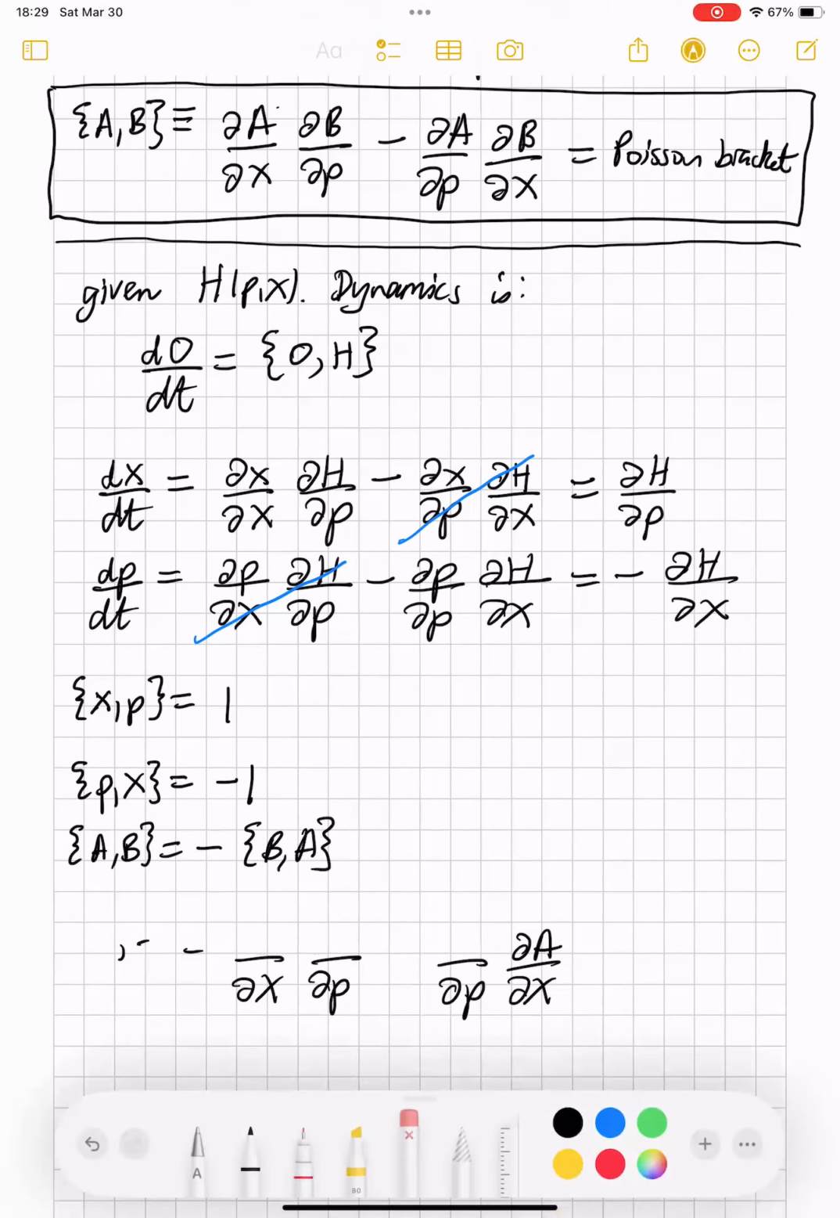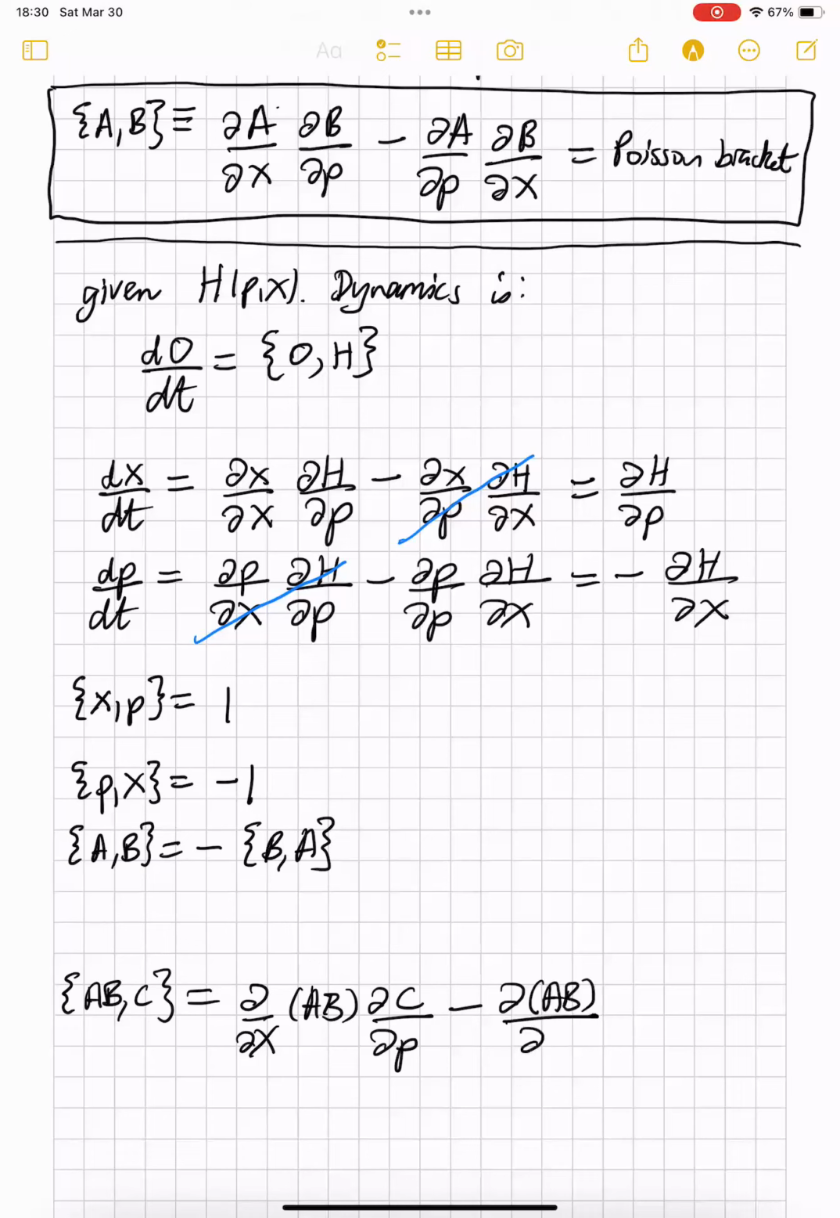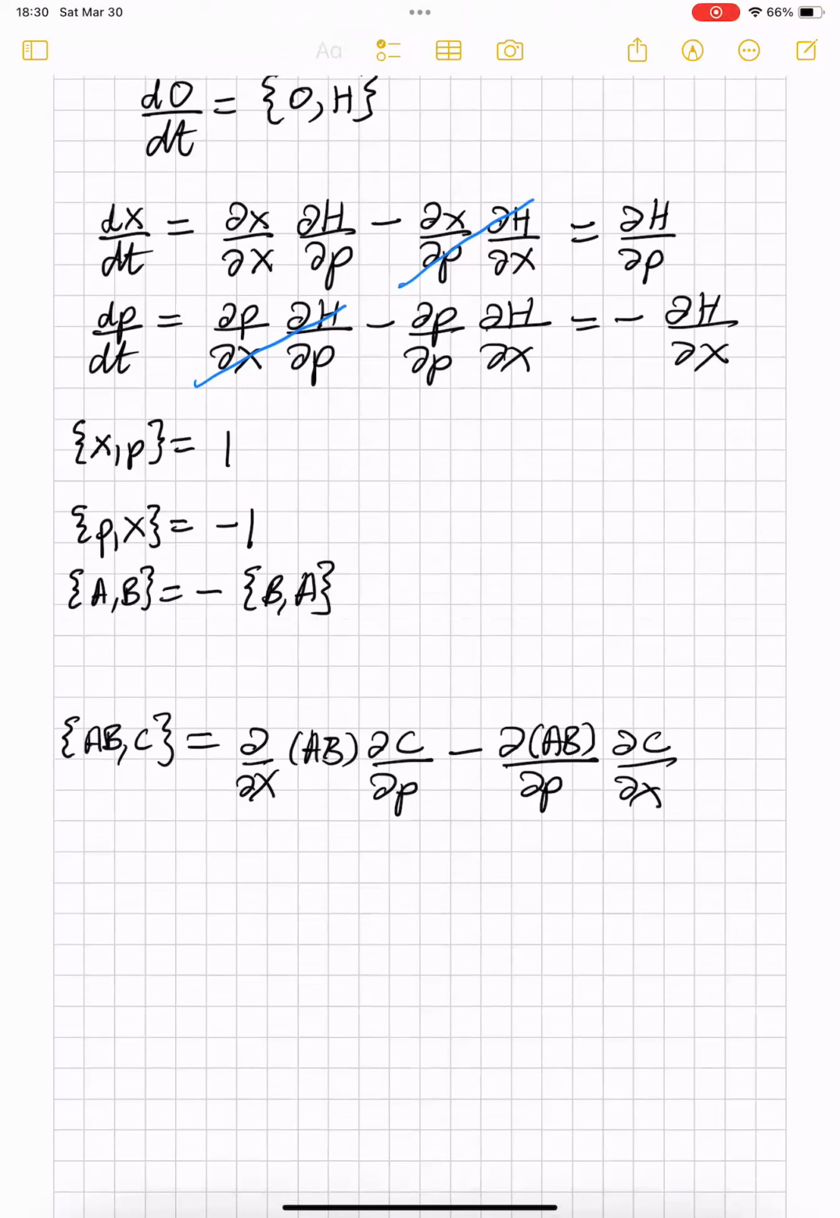Now I want to calculate one more Poisson bracket. Let's work out what's the Poisson bracket of AB with C. Well, this will be d(AB)/dx dC/dp, minus d(AB)/dp dC/dx. I've just used the boxed formula. So to calculate a derivative of a product, well, this is pretty easy. I'll just use the product rule.